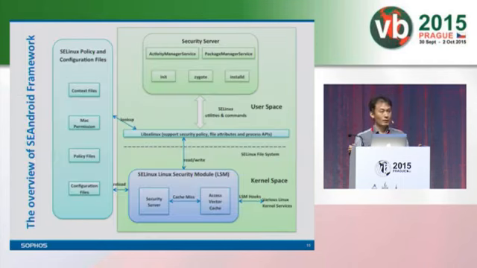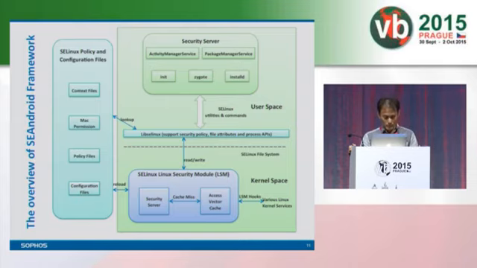The following diagram shows the system architecture of SEAndroid. It has 3 components: kernel space, user space, and the security policy configuration files. The security server in kernel space loads the security policy information and hooks every single system call and makes a decision. And the decisions will be cached.